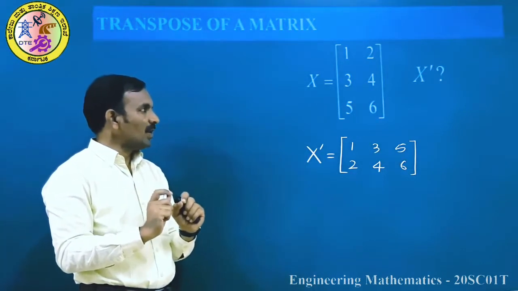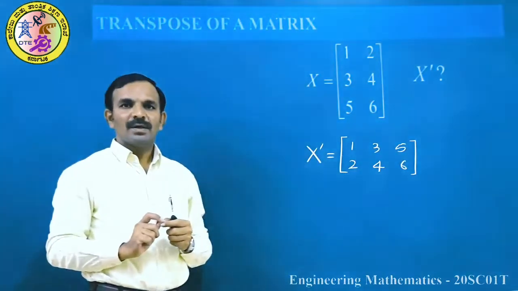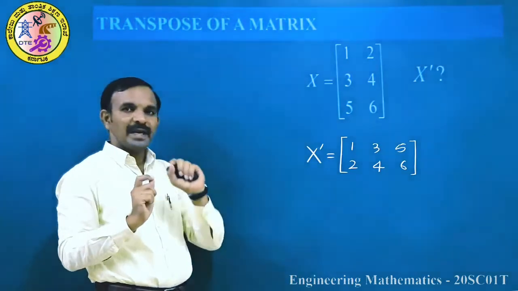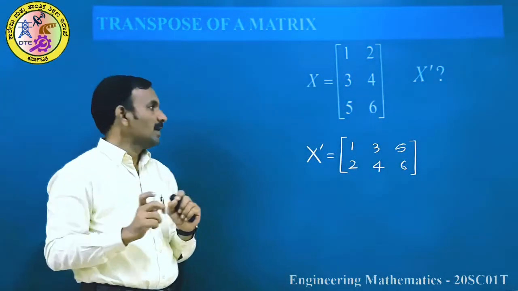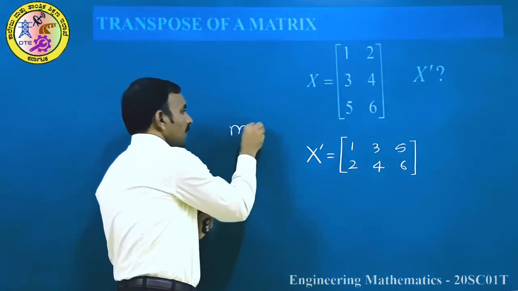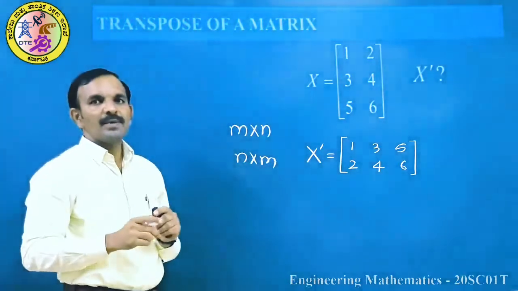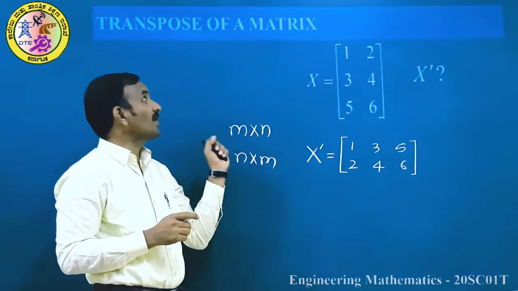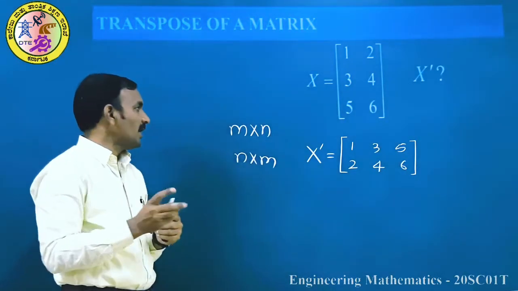One thing you can observe is that here the order is 3 cross 2, and the transpose is 2 cross 3. In general, if the order of x is m cross n, then the order of x dash is n cross m. Rows and columns interchange. This is the definition of the transpose of a matrix. How to define it in general?